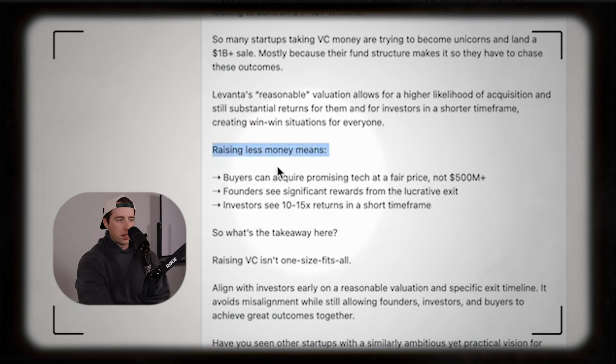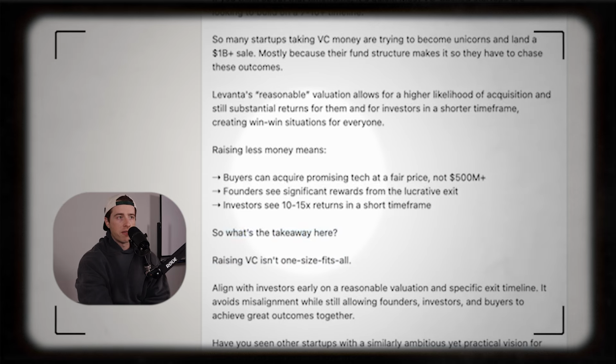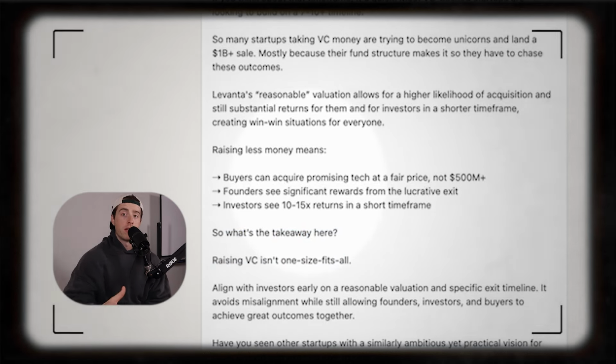So if we look at this example here, it goes into what this idea of raising less money means for you, the reader, not just using the example from Josh's own life or the example from his portfolio company, and then rounding it out with one simple takeaway: raising VC isn't one size fits all. So after that anecdote, what does this actually mean for you as the reader if you're a founder looking to raise VC money? And then as always, the last section is the conclusion and CTA.